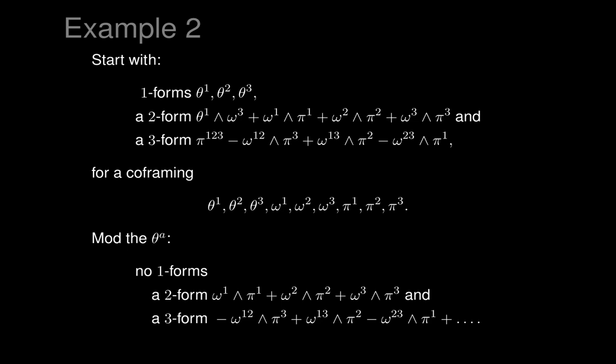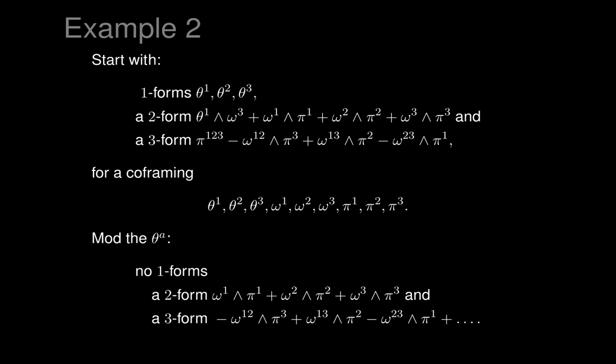Let's look at a more complicated example than the triply orthogonal webs, and this is really just written more or less at random. Suppose we have some one forms, theta 1, theta 2, theta 3. We have a 2 form which has some various terms in thetas, omegas, and pis, and a 3 form which has some thetas, omegas, and pis for some coframing on some manifold. Now that's the coframing, so it has 1, 2, 3 thetas, 1, 2, 3 omegas, 1, 2, 3 pis. It has 9 elements. So this must be a 9-dimensional manifold.